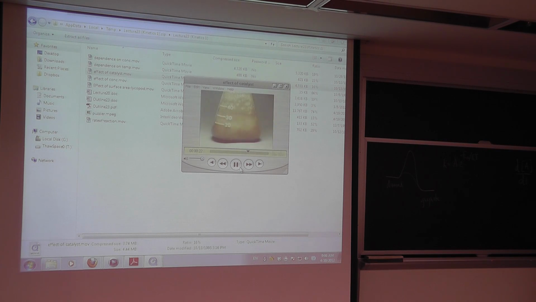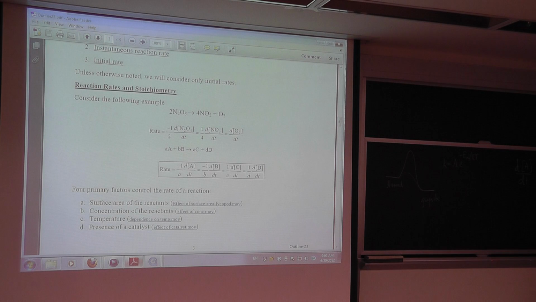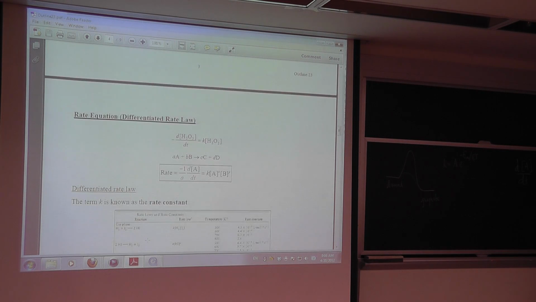The manganese dioxide is not consumed or otherwise altered by the reaction. It serves only as a catalyst and makes the reaction occur more rapidly. All right. So those are the 4 factors that control the rate of a reaction.